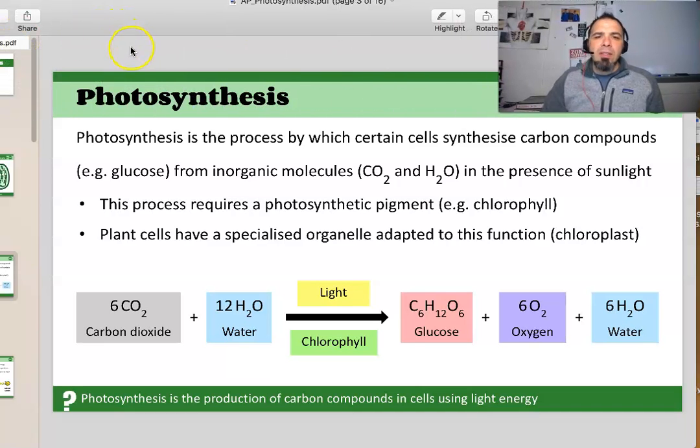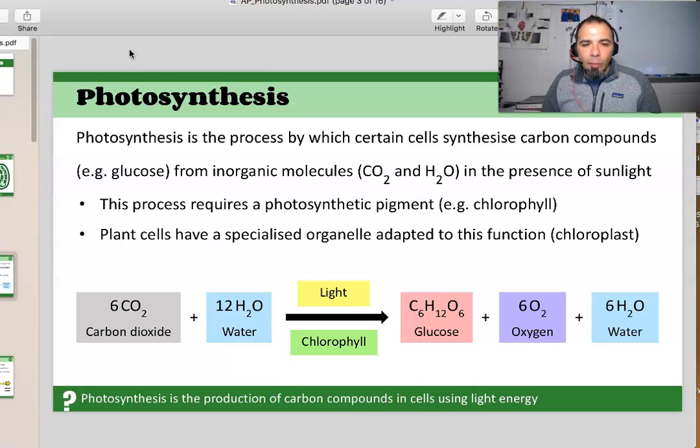So when we talk about photosynthesis again, it's a process by which certain cells synthesize carbon compounds. That's the key point. Most often they're going to say glucose, but you need to know, often on the exam, they'll say carbon compounds from inorganics, so CO2 and H2O, in the presence of sunlight. This process requires a pigment, right? And then the plants have specialized organelles adapted.